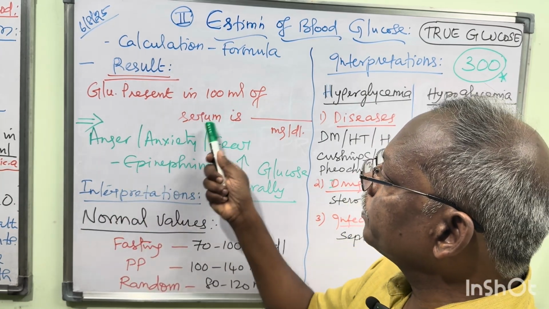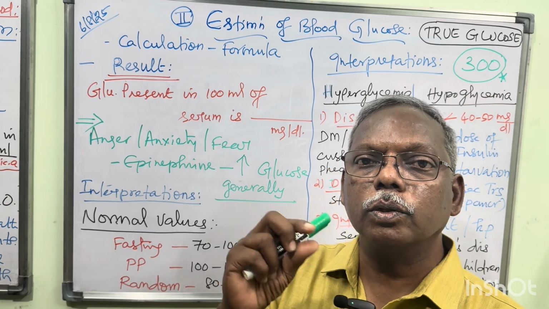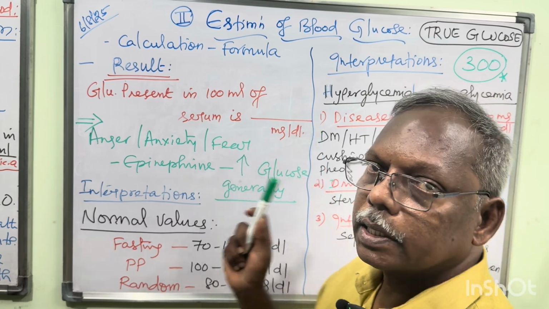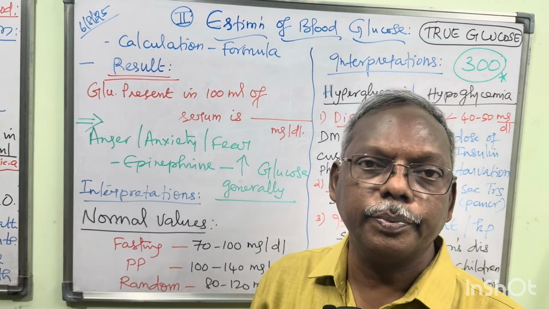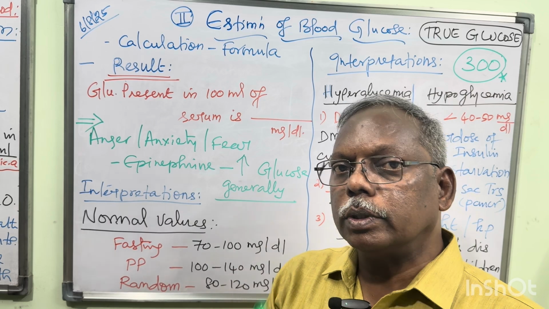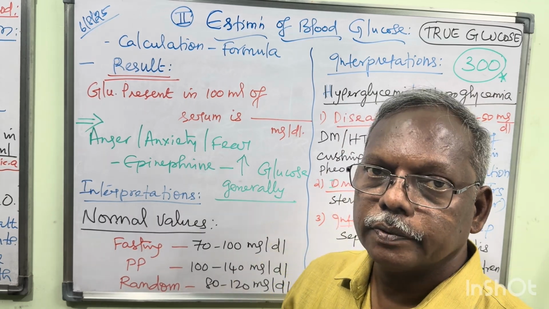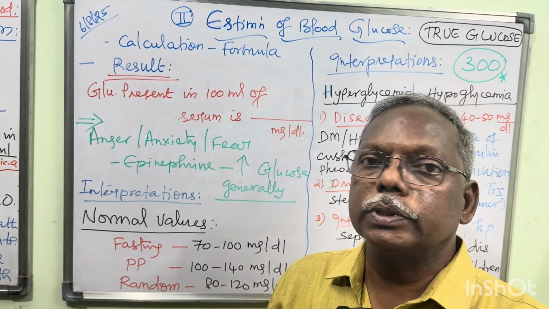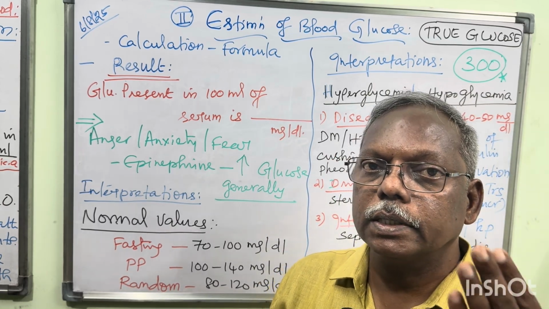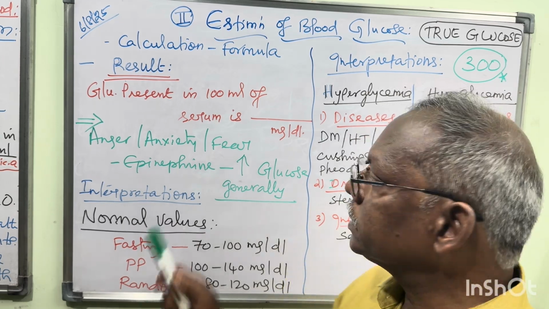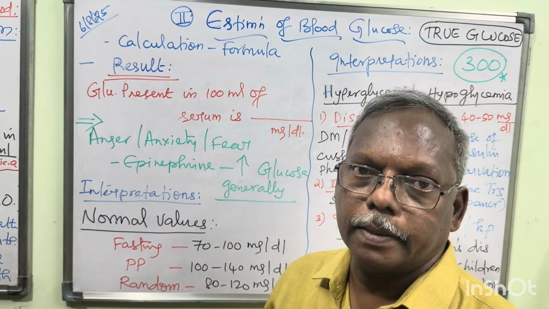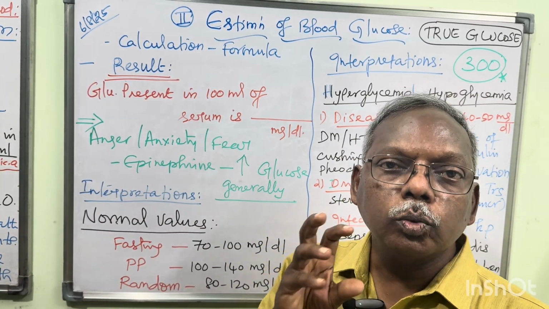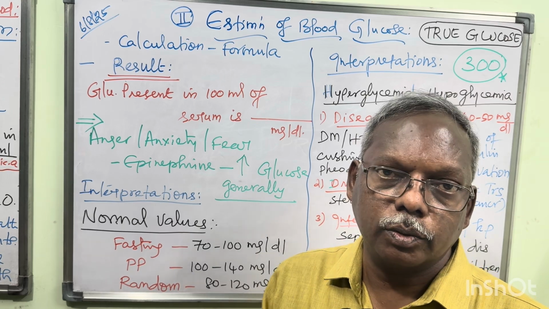Glucose present in 100 ml of serum is, or glucose present in the patient sample is dash milligram per deciliter. The unit is very, very important. It is 100, 200, 300 or 600. Your results will be, suppose you have to mention 600 milligram per deciliter. Suppose normal sugar value postprandial less than 140, that is 126, means 126 milligram per deciliter. So up to this is the outlines for the estimation of blood glucose.